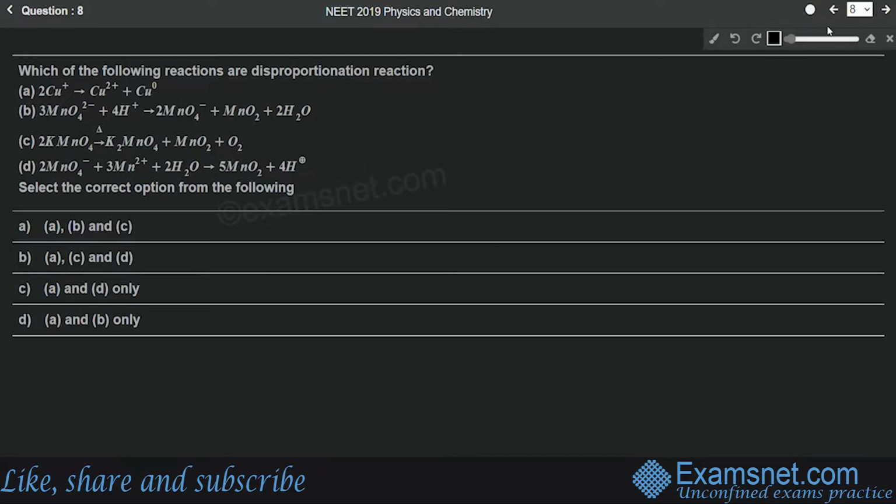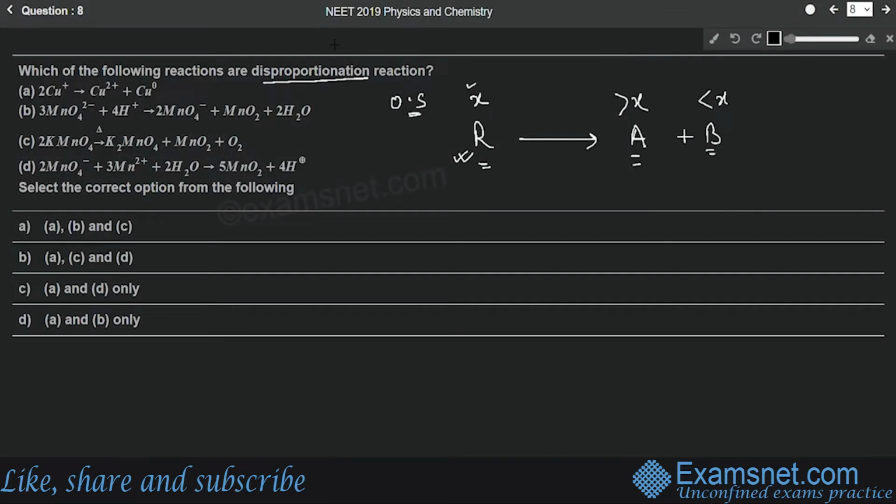Question number 8 is from the chapter Redox Reactions, and the question is, which of the following reactions are disproportionation reactions? So what happens in a disproportionation reaction? See, suppose we have a reactant and after the reaction we get two products A and B. Now the reactant as well as these products contain the same element. Then the element on the reactant side will have an intermediate oxidation state. So suppose the oxidation state is X, then the oxidation state of that element in one of the products will be more than X, whereas the oxidation state in another product will be less than X.